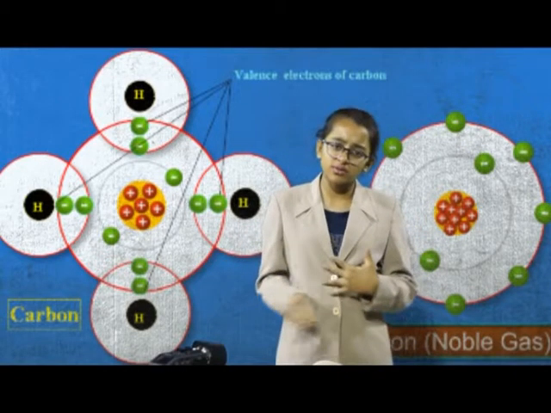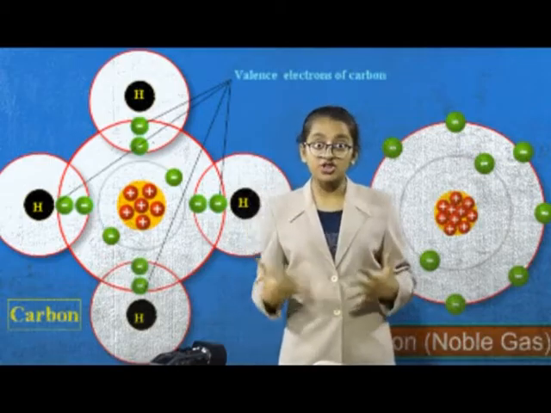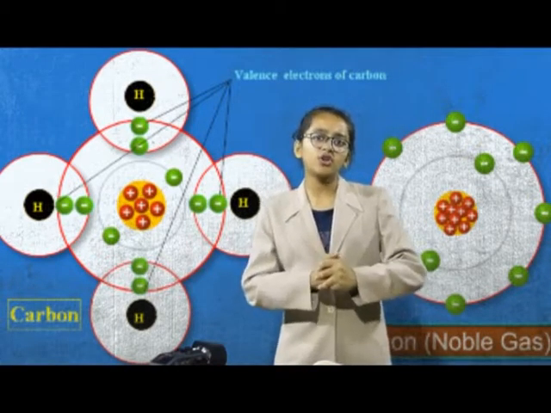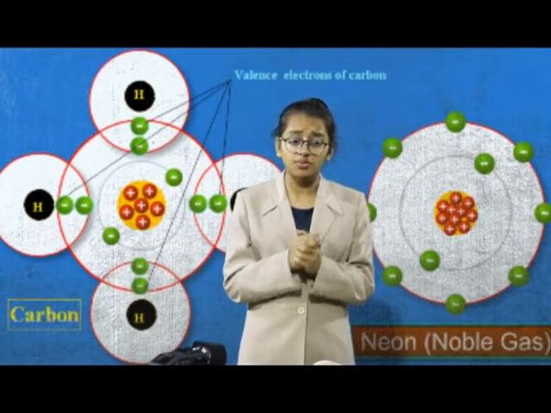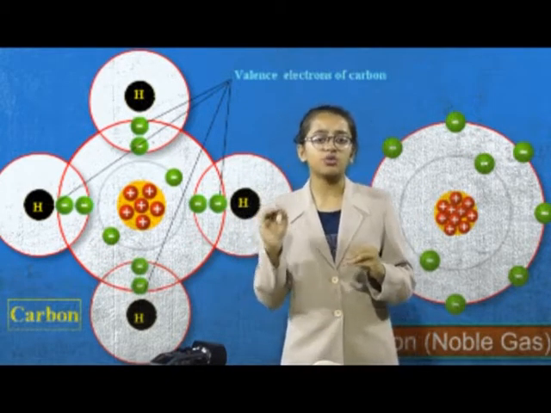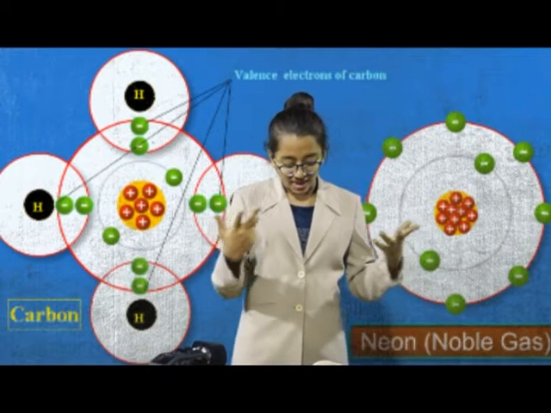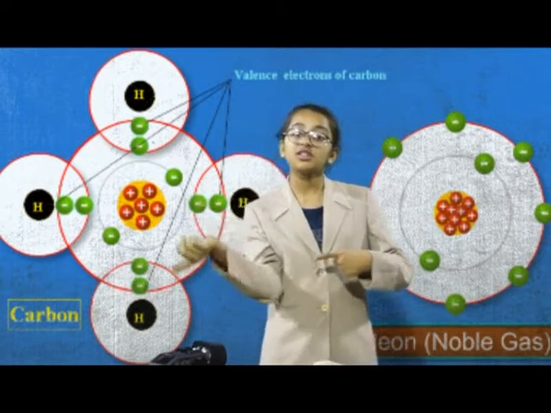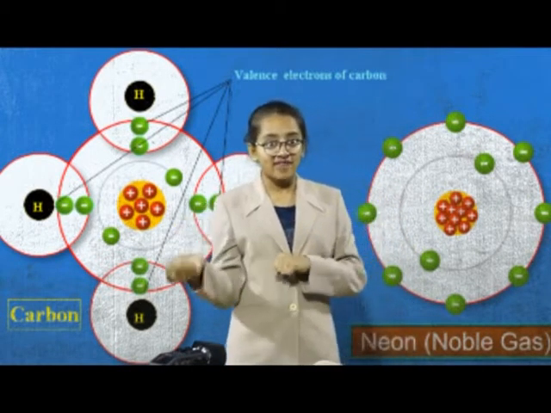Then we are going to talk about some of the reactions of ethanol. First we are going to talk about the reaction of ethanol with Na, sodium. In this, hydrogen will be released and sodium ethoxide will be formed. Then we are going to have the reaction in which ethanol is converted into ethene.